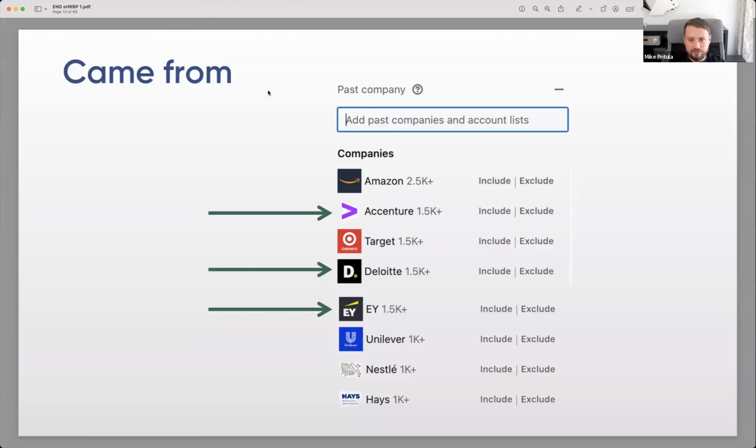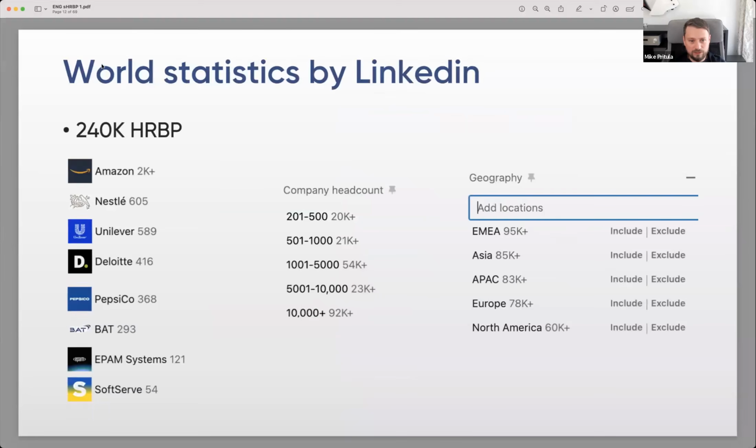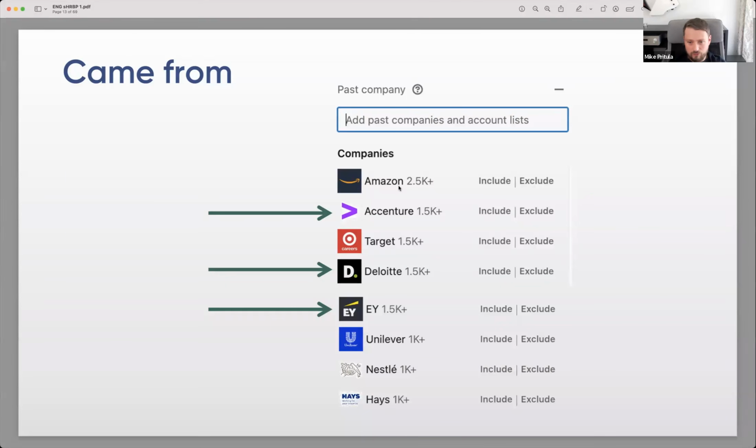What is also interesting, where they came from. So past company for all these HR business partners, of course, Amazon, because I think it's like an internal promotion, but then we have Accenture, we have Deloitte, we have EY, and Hays. Hays is more about recruitment, staffing, and HR consulting. Accenture, Deloitte, EY is about business consulting. That proves the idea that it's connected to consulting. So that's why people are coming from consulting to this role.